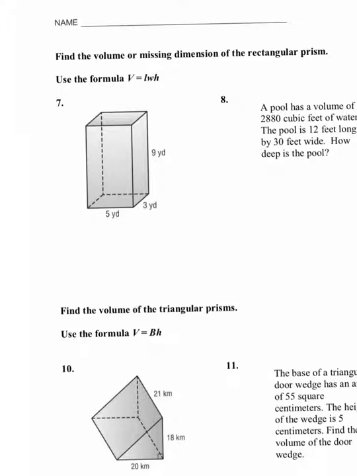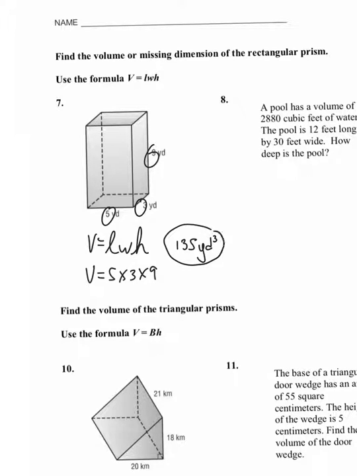So for volume, length times width times height. So write the formula and then substitute. We have our 3 dimensions here. 5 times 3 times 9. So then all you got to do is type that in and you'll get 135. And remember, volume is cubic units, so it's going to be cubic yards.